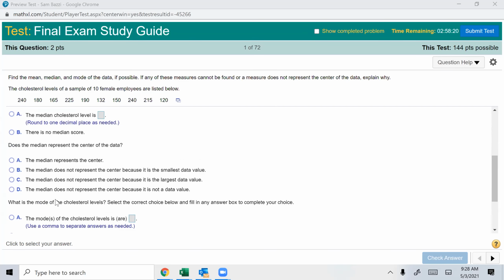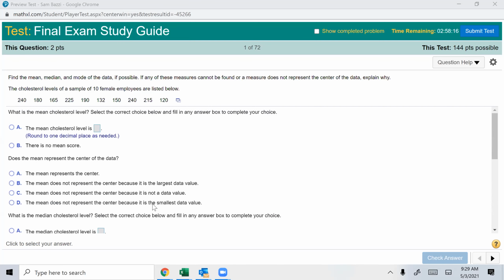Now he asks you, what is the mode? The mode is the value that repeats most often. So let's see what the mode is. What do you think the mode is here, guys? Do you see a value that repeats more than once in here? 240. Okay, so the mode is 240.